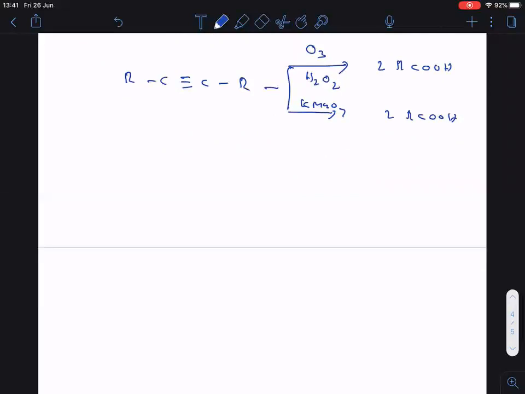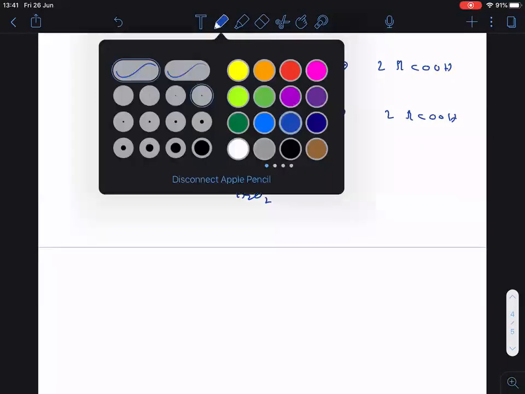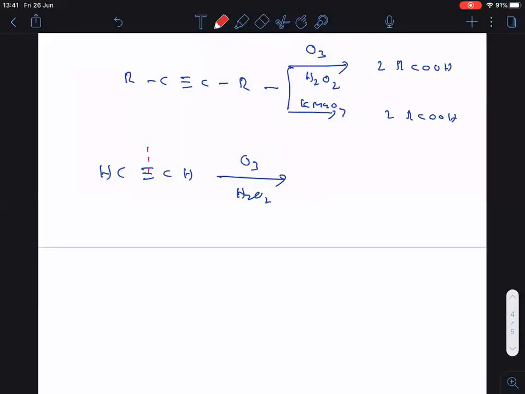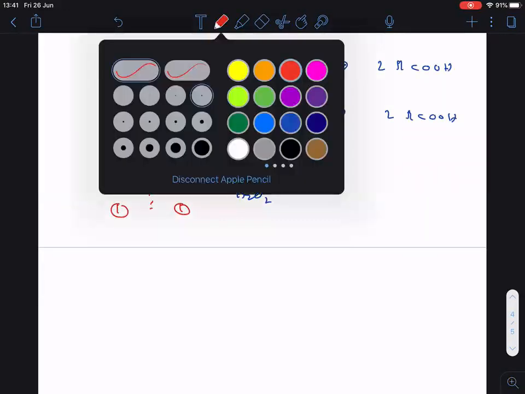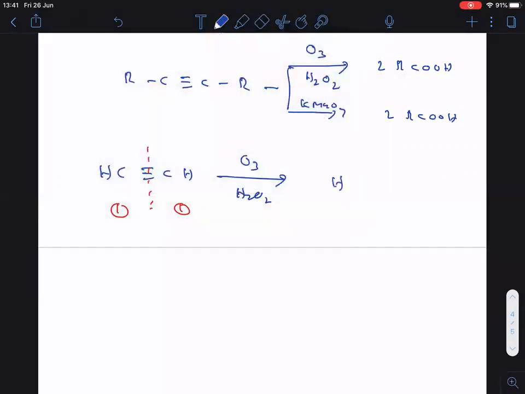For example, let me take CH triple bond CH, undergoing ozonolysis with H2O2, called oxidative ozonolysis. How to do this one? Break the bond here. Left side one carbon is there, you will get one carbon acid. Right side also one carbon is there, that also will give one carbon acid. So both will give the same acid, methanoic acid, and 2 moles you will get, one from left side, one from right side.